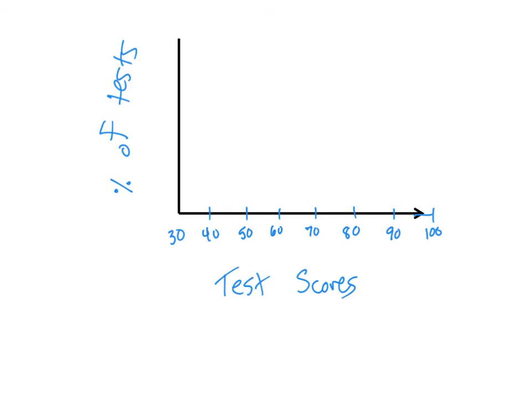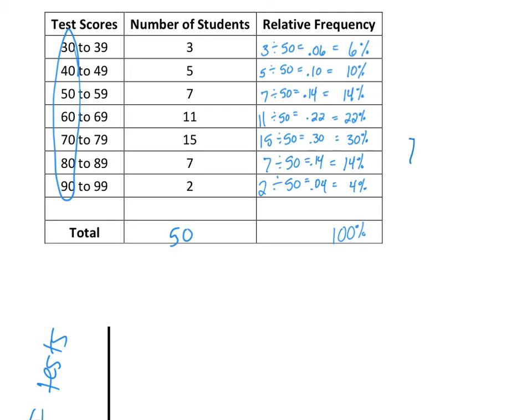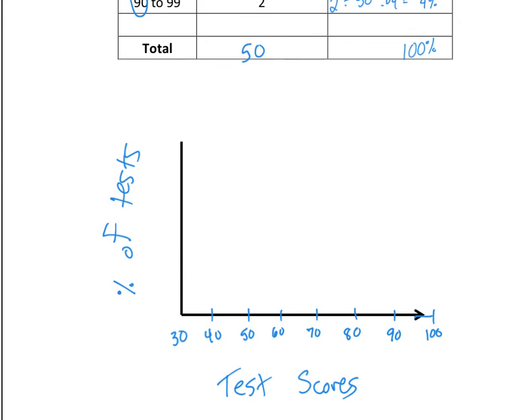Then along the side, it's what percentage. So what is the highest percent we have? And it looks like the highest percent is 30%, in the 70 to 79 range. So you have to go up to 30%. I'm going to go by fives. So if we go 5, 10, 15, 20, 25, 30. All right, and then we just got to fill it in with our bars now.